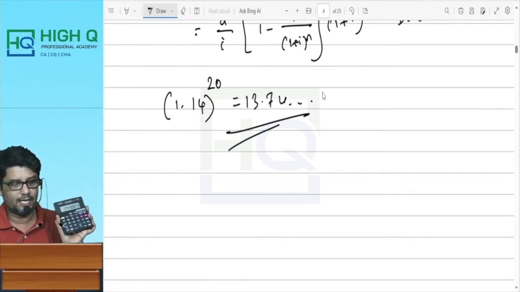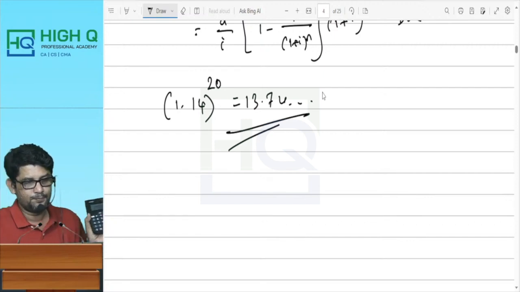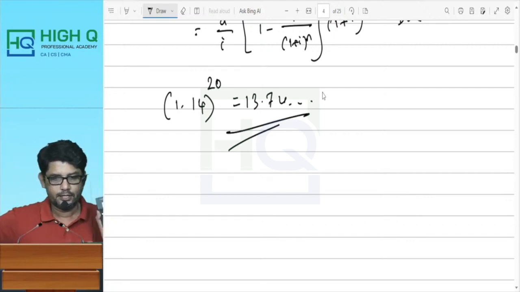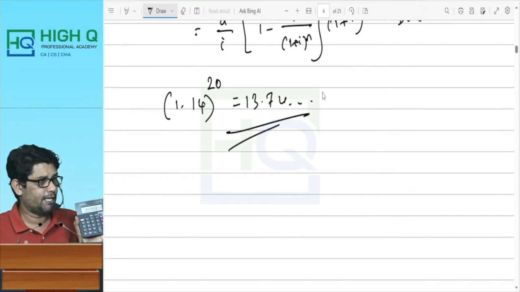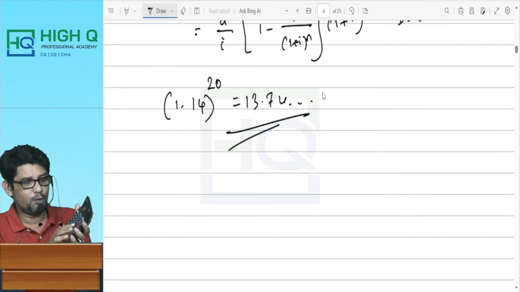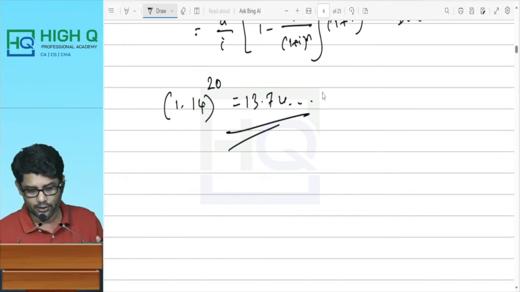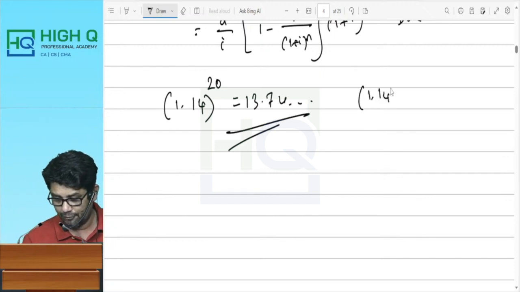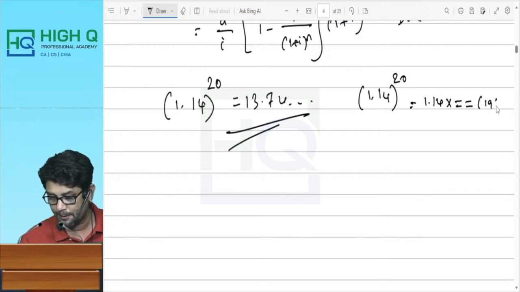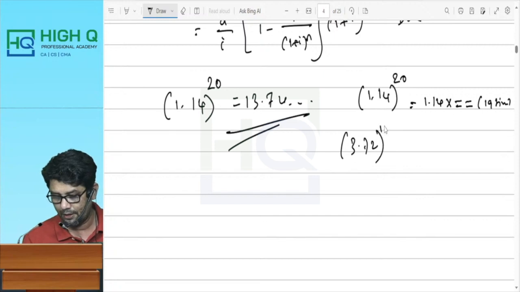Okay, can you please check this? 13.74. So approximately correct, my dear? Say yes or no. Simply, what you have to do is multiply the value by itself. That means 1.14 whole power 20 means 1.14 multiplied by itself how many times? 19 times.